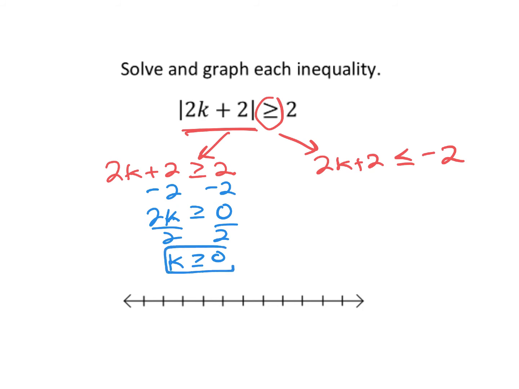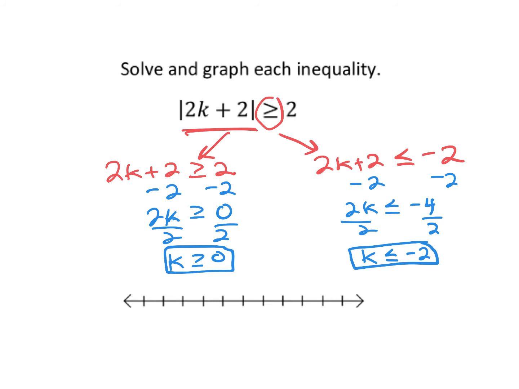So there's one solution right there. If I do the same process in the next one, subtracting 2 from both sides, that gives me 2k is less than or equal to, looks like -4 on the right side. And then again, to get rid of that 2 in front, I'd want to divide by 2 on both sides, and so I'm left with k is less than or equal to -2.